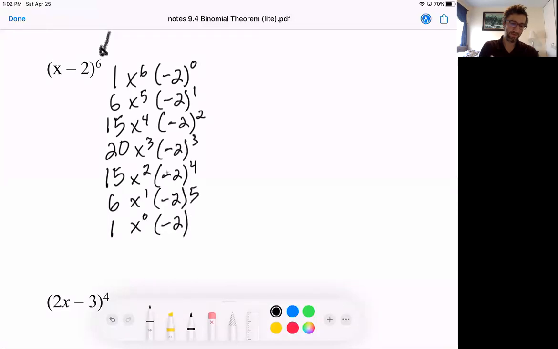Going all the way to 6. There we go. Now I just need to simplify. So the first term, 1x to the 6th, negative 2 to the 0, that would just be x to the 6th. The next term we have, 6 times negative 2 is negative 12, x to the 5th.